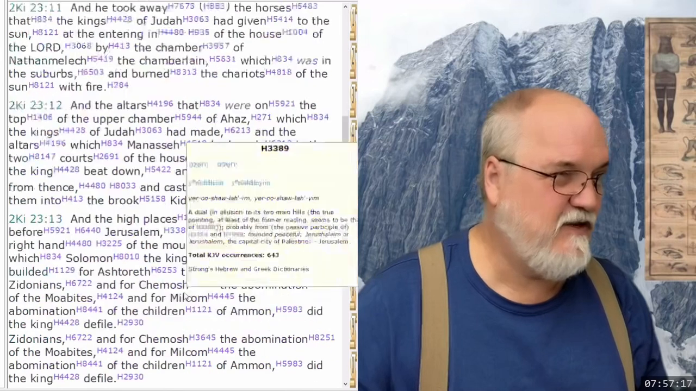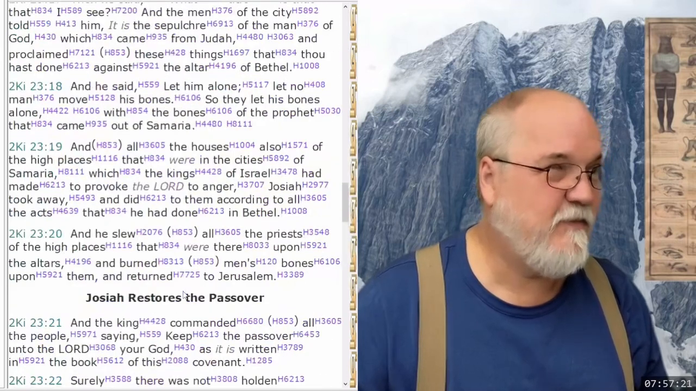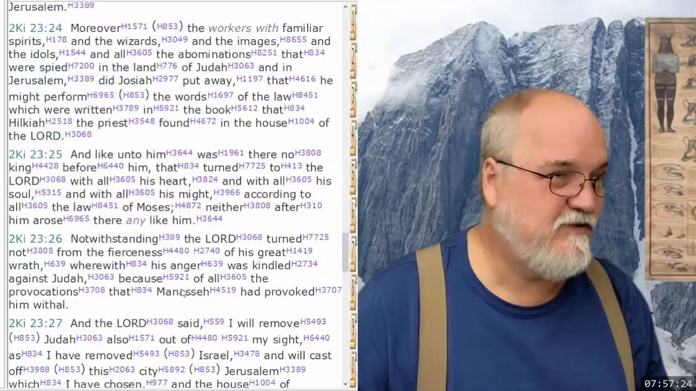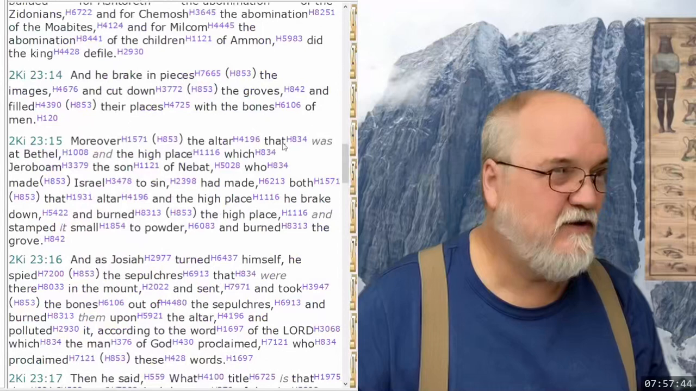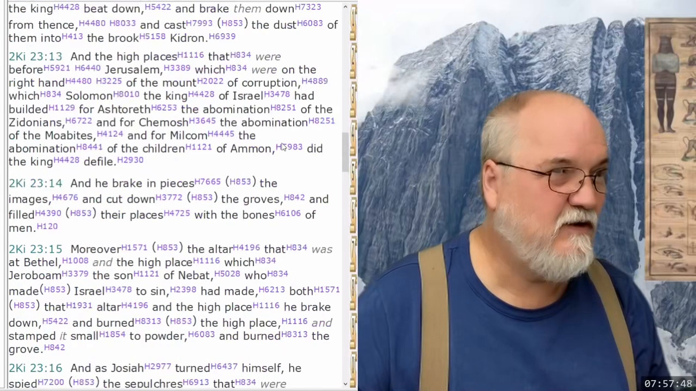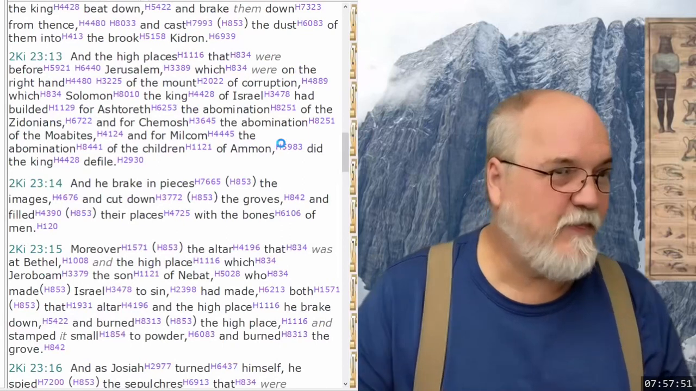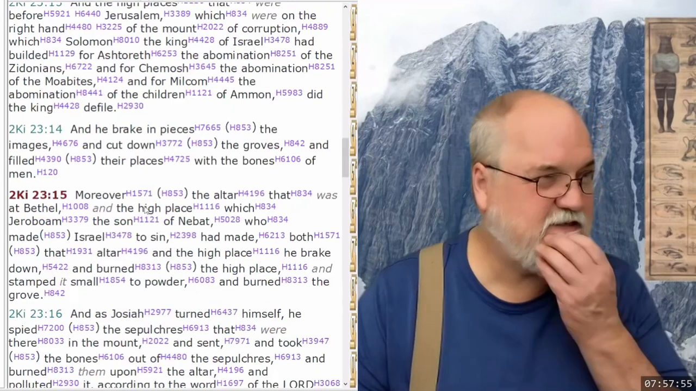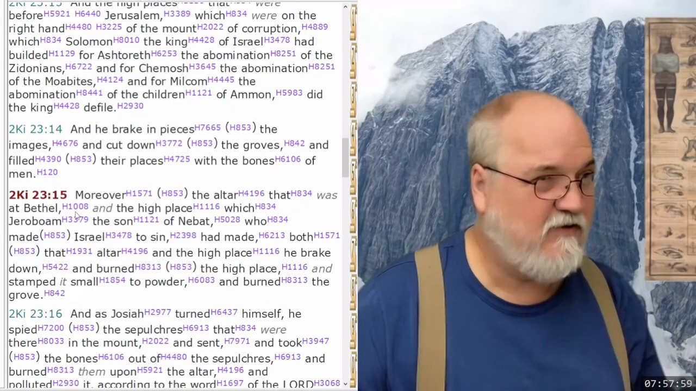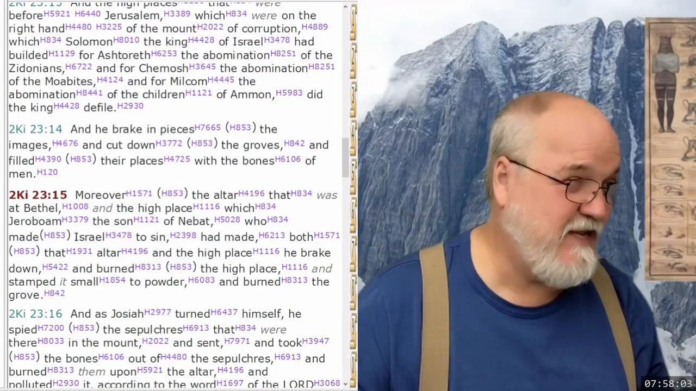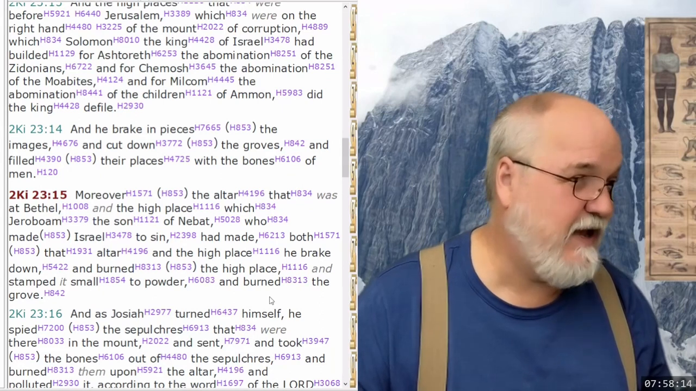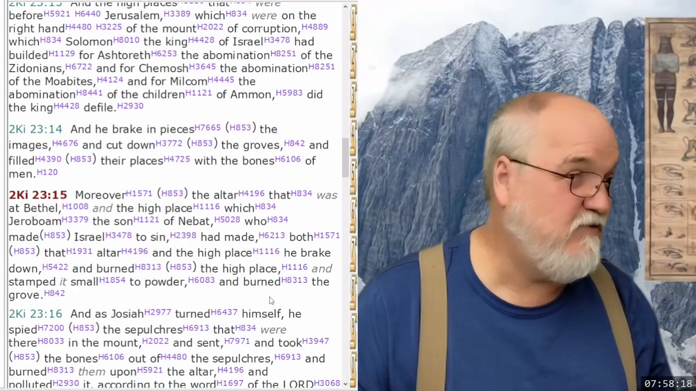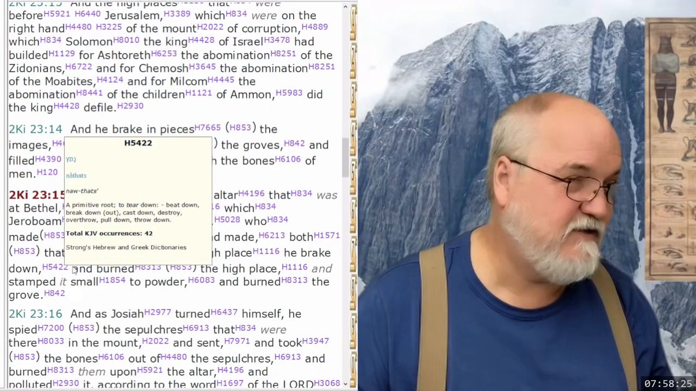In 2 Kings 23, starting at verse 15, I believe it is. Okay, 23 verse 15 says, "Moreover, the altar that was in Bethel and the high place of which Jeroboam the son of Nebat, who made Israel to sin, had made, both that altar and the high place, he brake down and burned the high place and stamped it small to powder and burned the grove." So he is going to break down this altar. Right? He's going to tear it down.